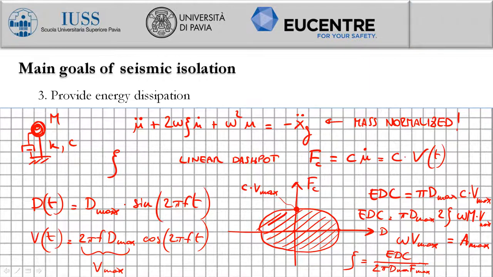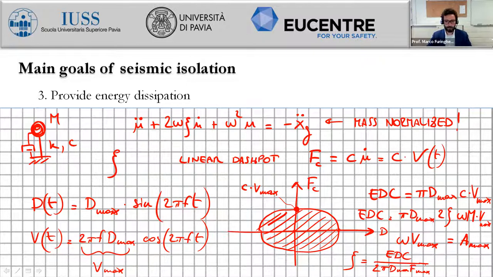So can I ask something, please? Yes. So if you want to install some isolation devices, the manufacturer will give you the equivalent damping per cycle, and from that you can calculate the damping ratio. Is this how it works?